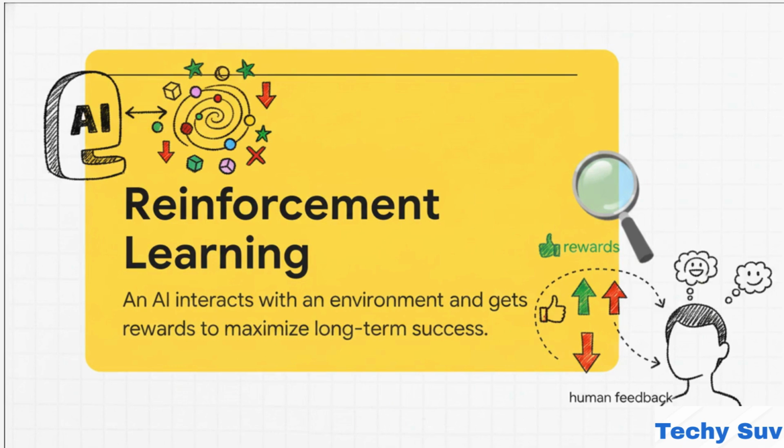Okay, so let's see how this builds into something a bit more automated. Reinforcement learning. Think of this like training a dog. An AI agent interacts with its environment and gets rewards or penalties based on its actions, trying to maximize its long-term success.